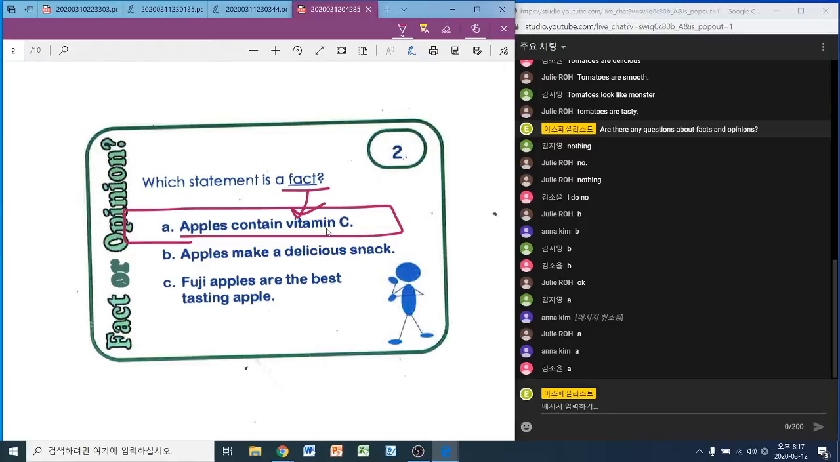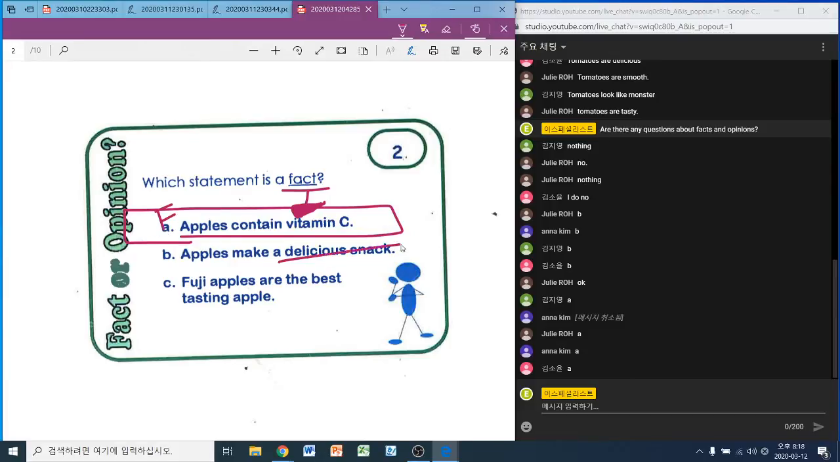We can check this, right? They have scientific experiments where they can add some chemicals together, or they can cut an apple up and spin it in a fancy machine to check, does it have vitamin C or does it not have vitamin C? And they can check it, so this is a fact.